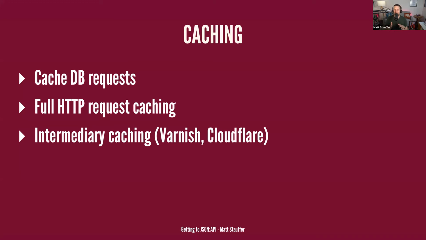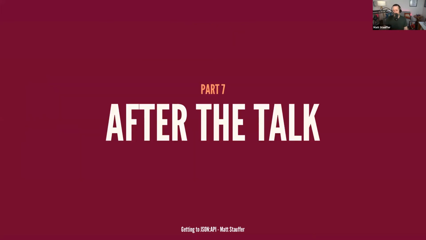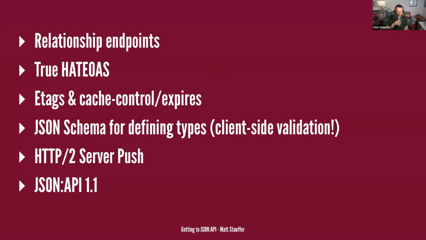So a well-written API will be able to take the full incoming request and cache it against the full outgoing response and not even worry about internal caching. In theory, there's probably still some work you need to do there, but think about the different options you have there. All right, so things to think about after the talk.